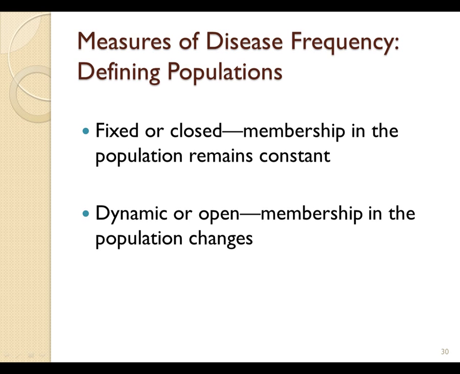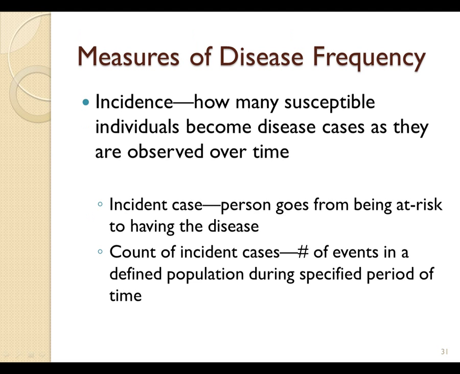Dynamic populations are more common than closed or fixed populations in epidemiologic research. Frequently, populations are defined by geographic area, like city, county, or state, but they can also be defined administratively, like persons enrolled in a particular health insurance plan.